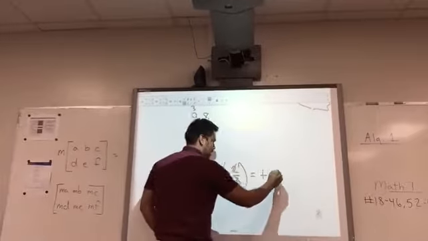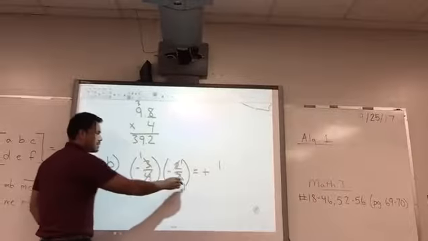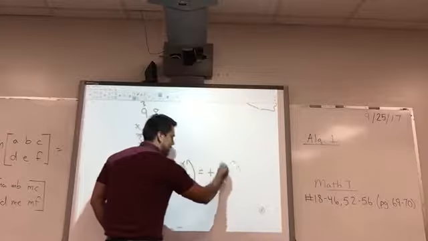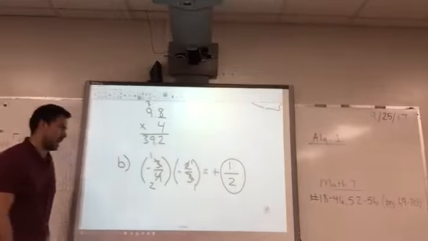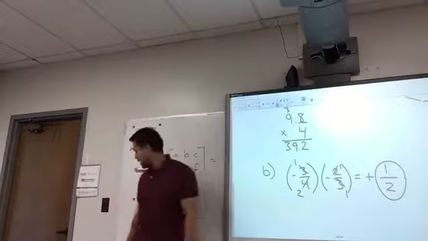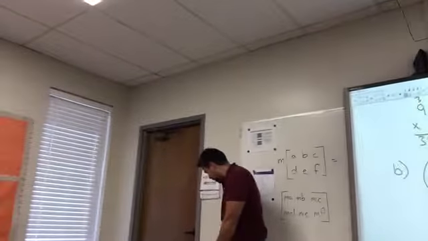What's 1 times 1? What's 2 times 1? So what's my answer here? 1/2 positive. And you don't have to write the positive with it, but you can. It's positive 1/2. Okay. A negative times a negative equals a positive.